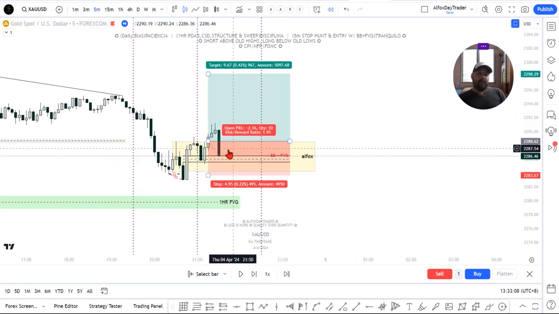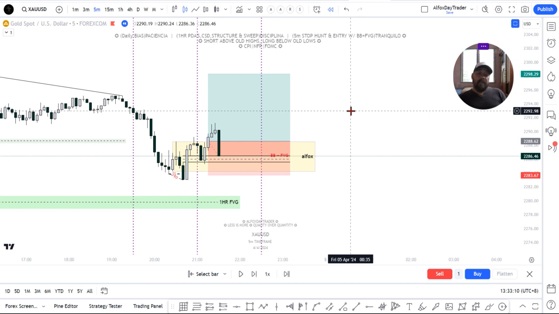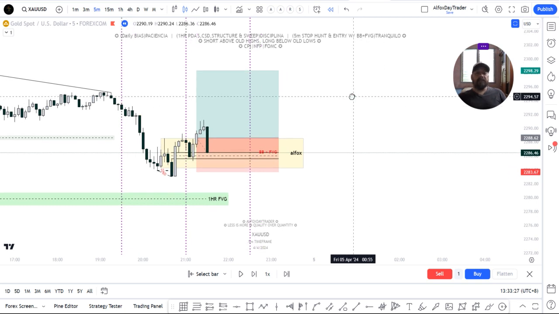And so after this, I let go of my mouse. I won't touch anything. I won't adjust my stop loss, my entry, or my TP. It's all set. So I'll just wait for price to do its thing.